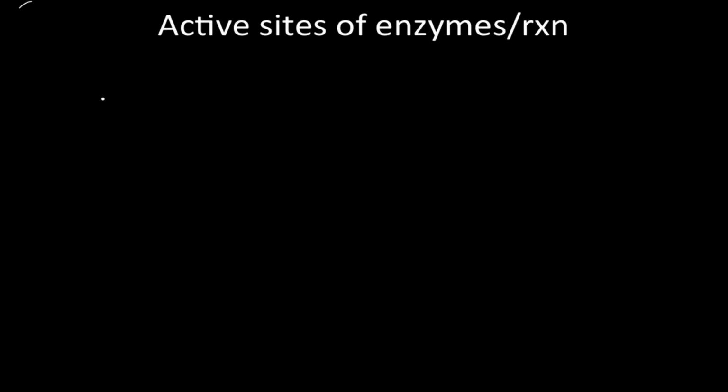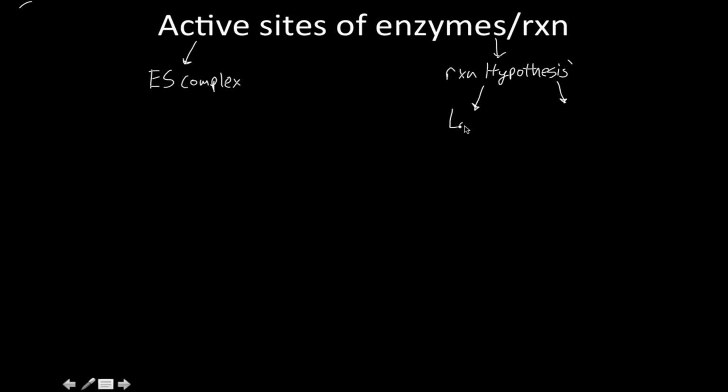So for the active sites of enzymes and then the actual reactions themselves, this really comes down to the ES complex, the enzyme substrate complex. The other thing that I wanted to mention in this video would be the two hypotheses of how things work, or really just the two things that explain this. You should consider them reaction hypotheses. There's two of them: the lock and key, and then the induced fit.